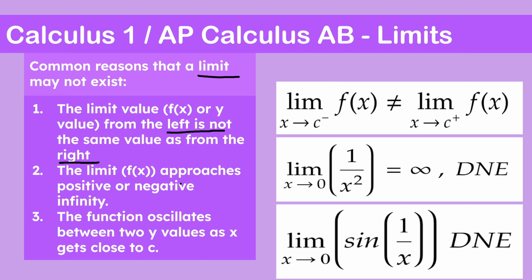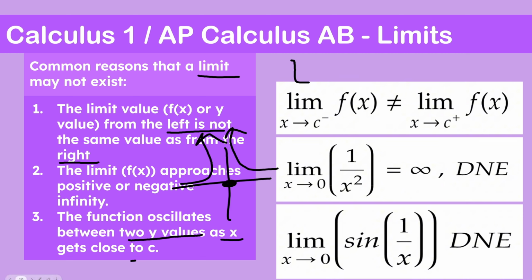The second reason is that the limit approaches positive infinity or negative infinity. So like you have some function like this, and let's say the c is equal to 0. So if you go from the left, the function goes up here, but since it goes to infinity, infinity is not a defined finite number. So a limit must be a single number that is defined. If the number is not defined, then that means the limit does not exist. And the third reason is that the function oscillates between two y values as x becomes very close to c.